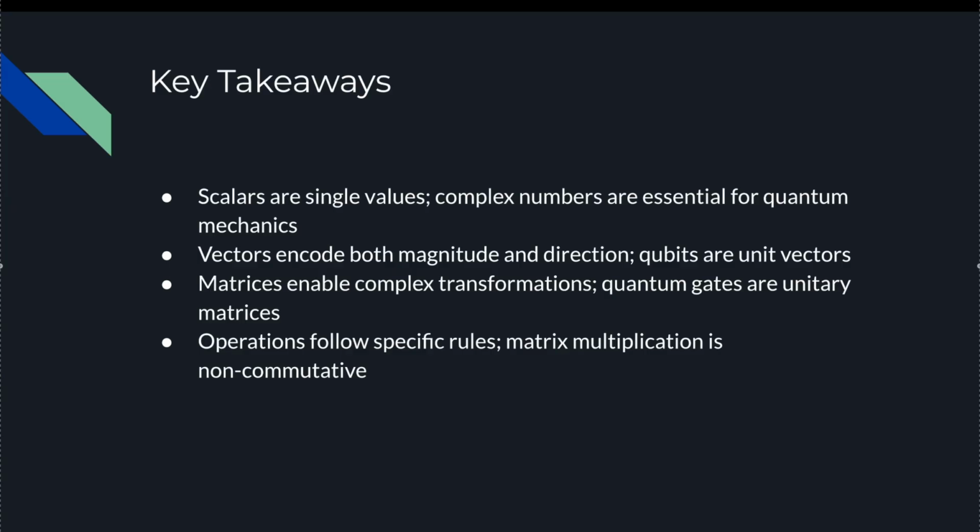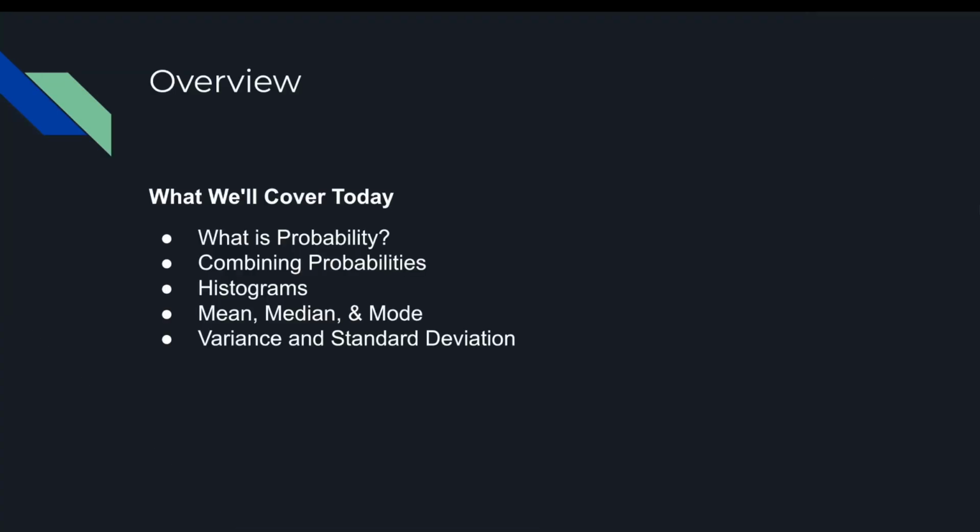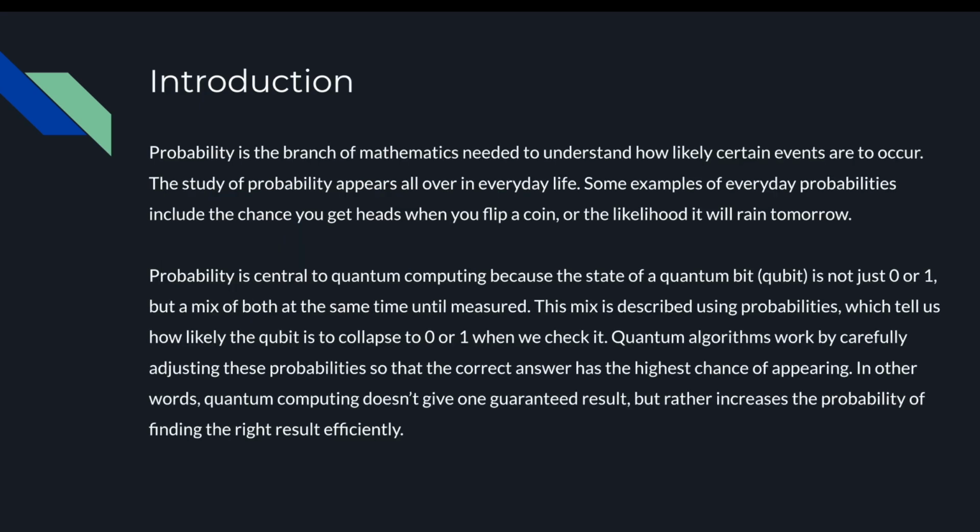So these are just some key takeaways from what we learned so far. So probability. We'll be talking about what is probability, combined probabilities, histograms, mean, median, and mode, and variance and standard deviation. So what is probability? I'm sure you all know this.